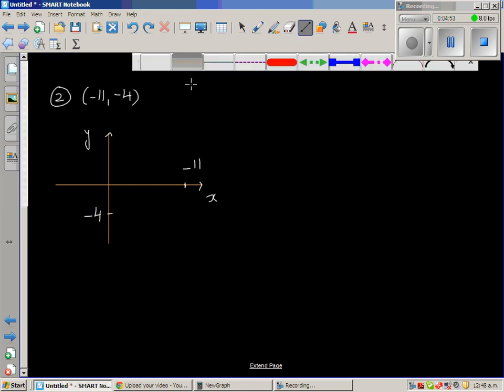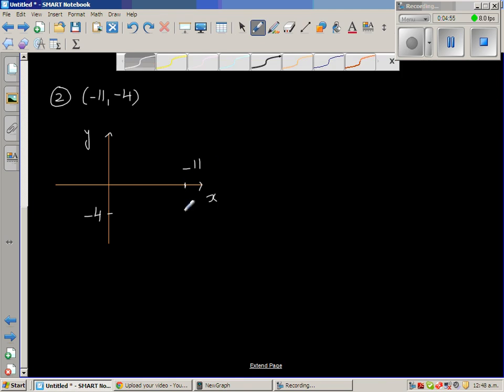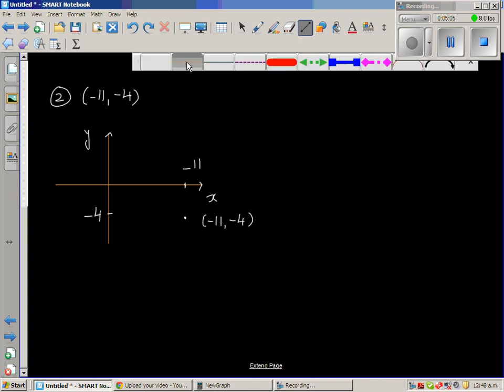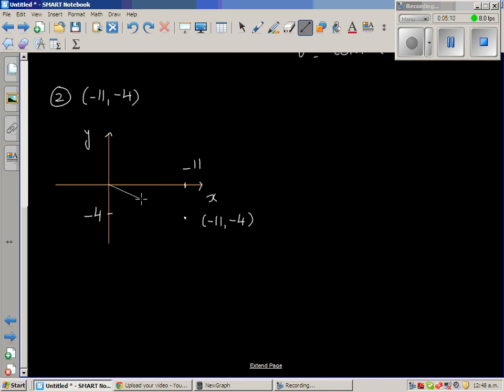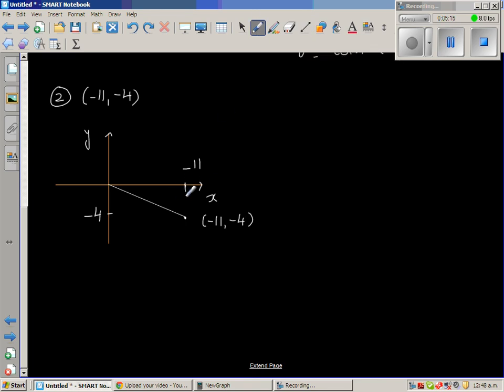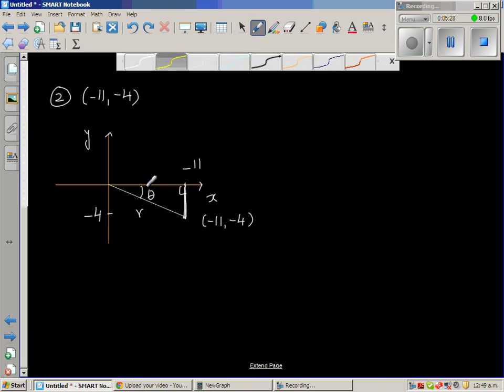Let me take this point, try to be as exact as possible. So this is your point negative 11 comma negative 4. Now I'm going to draw a ray. This is what we want to find. Let me draw a right angle triangle. So we want to find r and we want to find theta. It is basically a right angle triangle and so SOH CAH TOA. So this is 11.